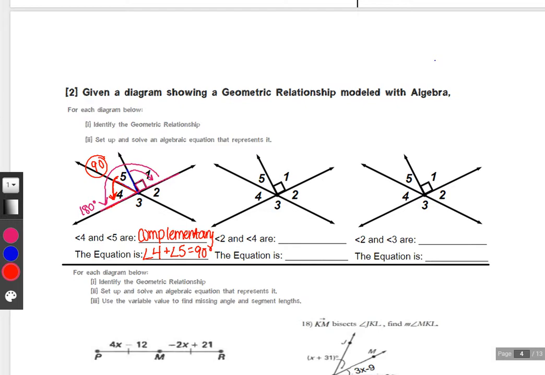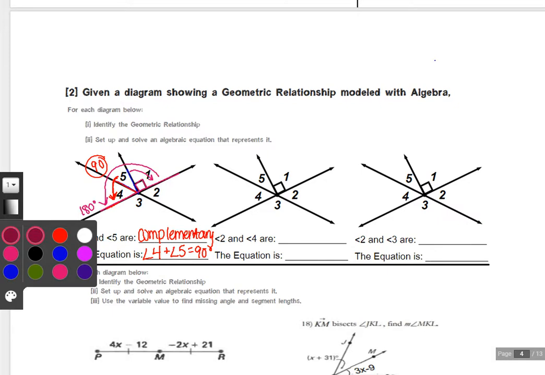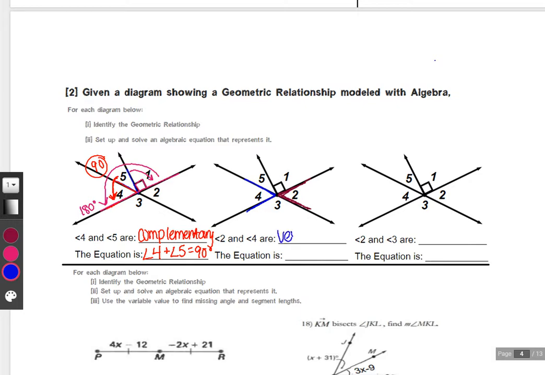Okay, for the second one, we're looking at angle 2 and 4. So we have angle 2 here, and then we have angle 4 here. First thing I notice about these is that they are opposite from each other. So the special relationship name for that would be vertical angles. The most important thing we should know about vertical angles is that they're always congruent. So angle 2 is going to be congruent to angle 4. When you're writing an equation, if you have two congruent angles, the equation will be set up equal to each other. So you'll just have angle 2 is equal to angle 4.